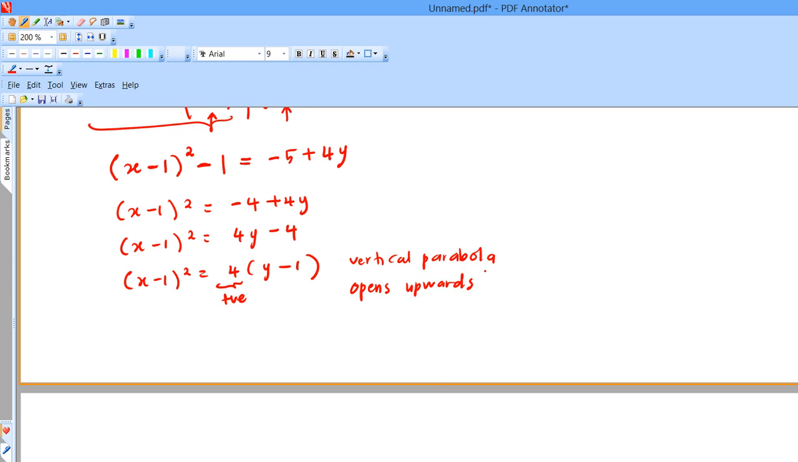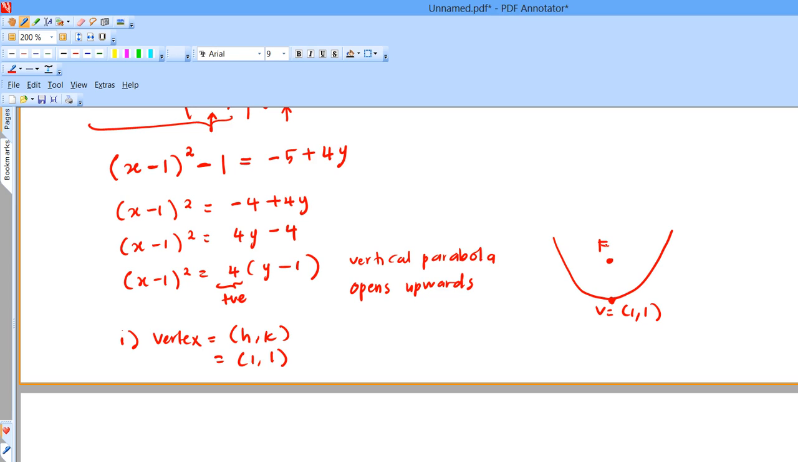So the shape of this parabola is like this. The first one, we can find the vertex. Vertex equals (h, k), or h equals 1 and k equals 1. So here the vertex equals (1, 1). And then we have the focus above the vertex.